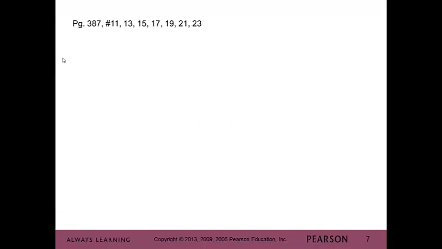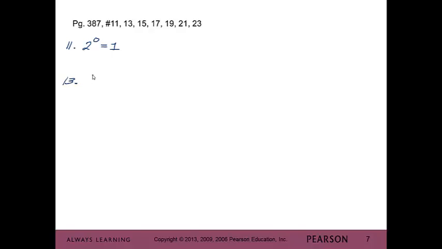Back in our books on page 387, let's start with number 11. It says use the zero exponent rule to simplify each expression. And we have 2 to the 0th power. Well, like we know, or like we just saw, anything to the 0th power is 1. So 2 to the 0th power is 1.